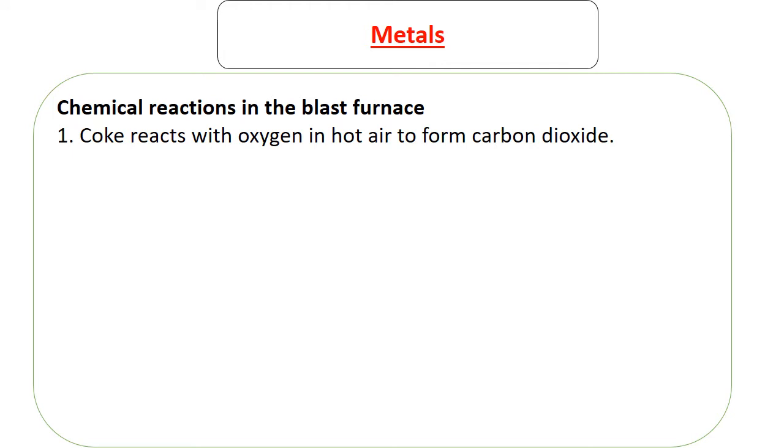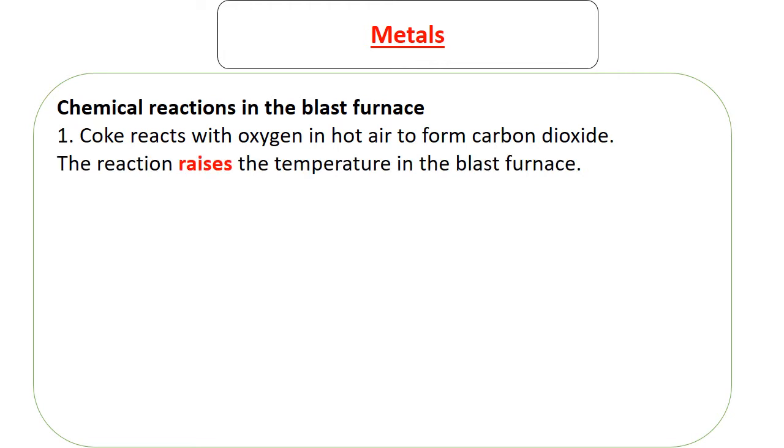So the chemical reactions that occur: the first is the coke, which is carbon, reacts with oxygen in hot air to form carbon dioxide. The reaction raises the temperature in the blast furnace. Like I said, it is exothermic. So carbon reacts with oxygen to form carbon dioxide, in the process increasing the temperature of the blast furnace.